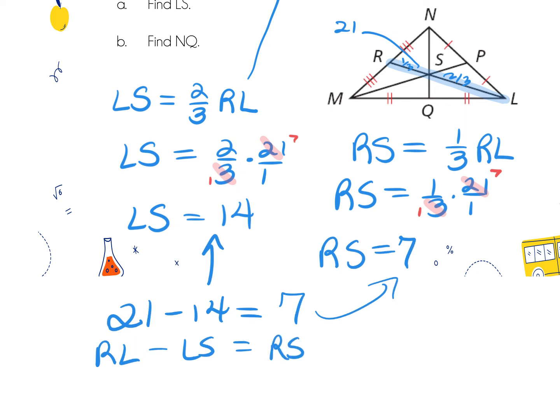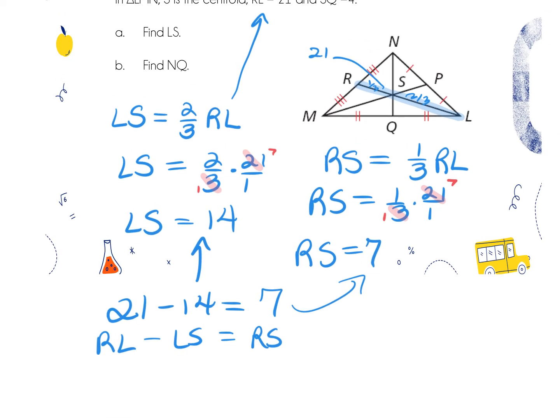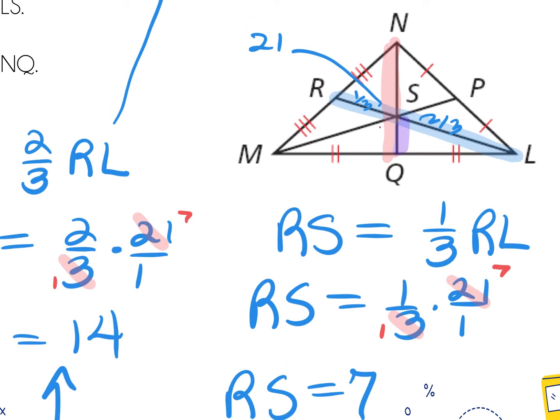Now we're going to do part B, and it wants me to find the length of NQ. So for NQ, NQ is this whole length here. But what they gave me was SQ, this little piece right here. And notice it goes from the centroid to the side. So this is the 1/3 portion.